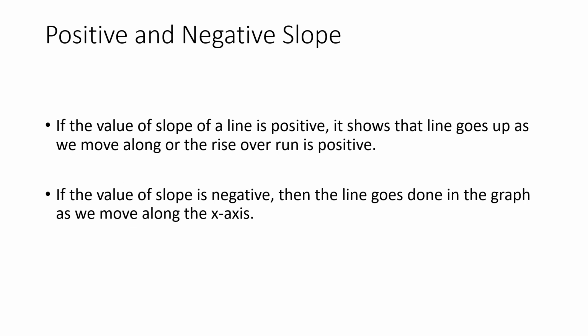Now, what is positive slope and what is negative slope? If the slope is considered to be positive, then we can see that the line would be going up as we move along, or rise over run. The perfect example of a positively sloped line is your supply curve. You can see that the line goes up as we move along. And in the case of a negatively sloped line, the perfect example is the demand curve. Here the line goes down as we move along the x-axis.